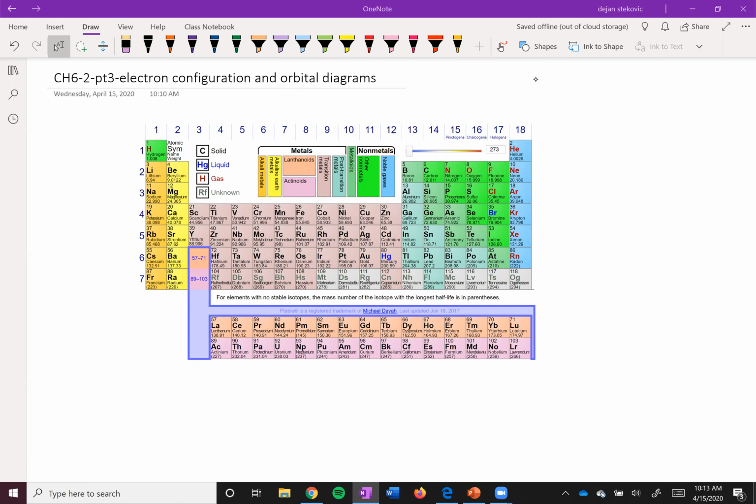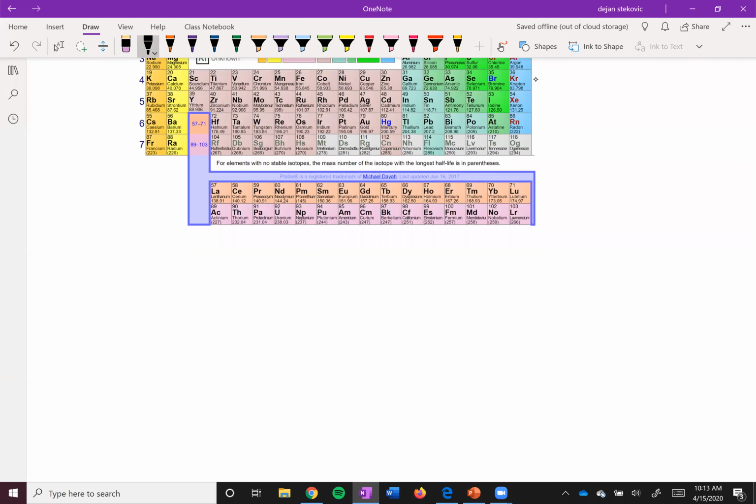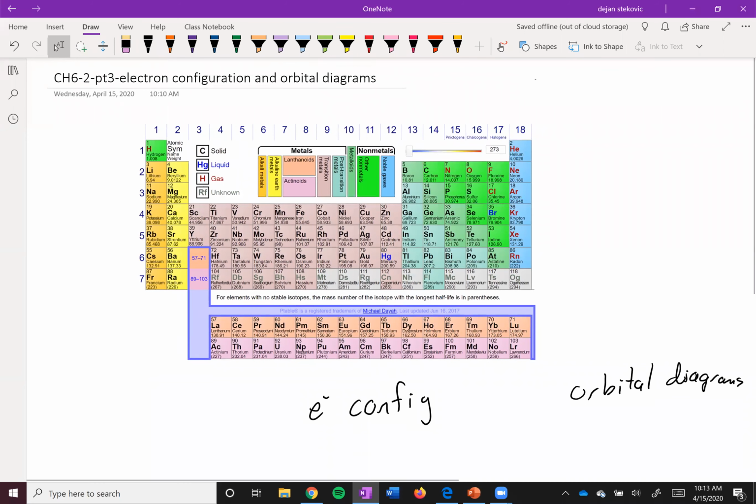All right, so let's start talking about electron configurations and also some orbital diagrams, which is kind of the same thing. So we'll put electron configurations here, and then we'll put our orbital diagrams here. I have my periodic table above here. Again, all of this information is contained in the periodic table. You just got to know how to read it.